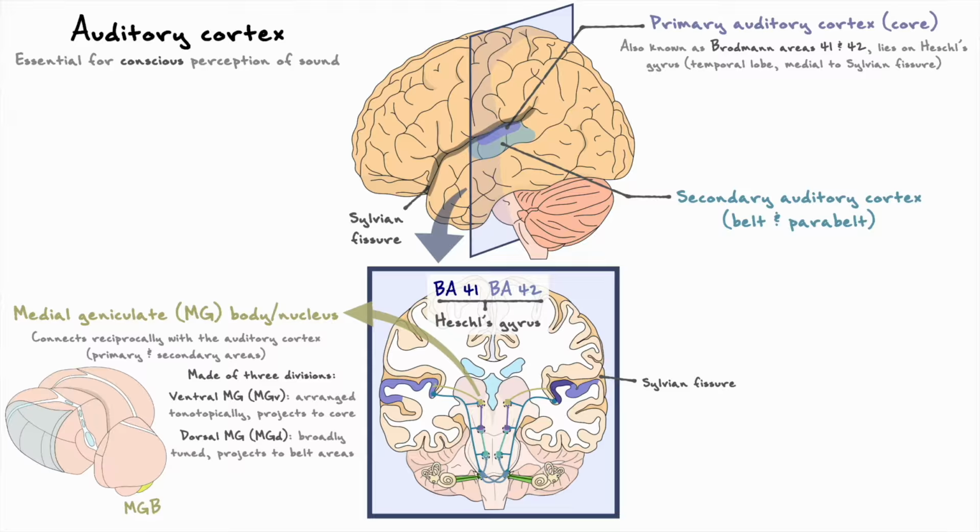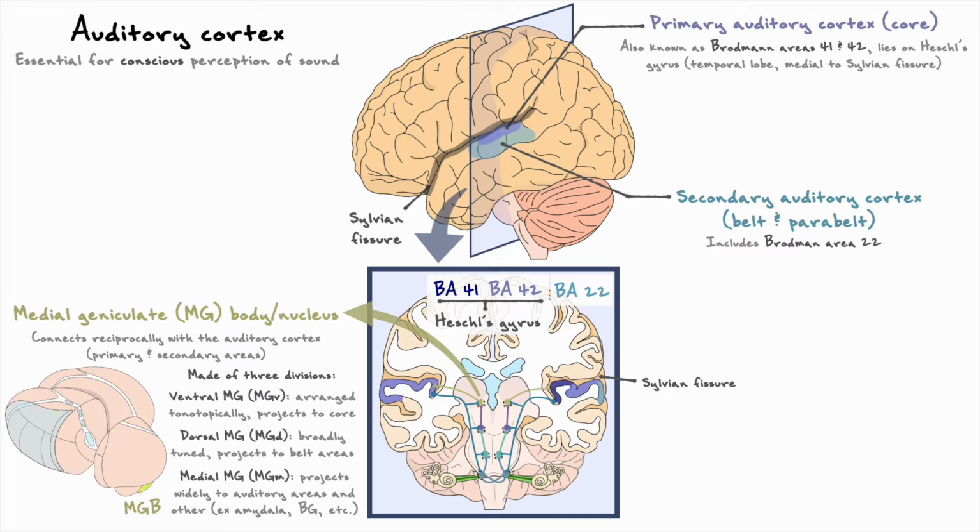This secondary cortex, which surrounds the primary auditory cortex in the temporal lobe, also contains parabelt areas that surround belt areas. With respect to the Brodmann areas, the belt and parabelt areas include Brodmann area 22, which we can find mostly on the lateral surface of the temporal lobe. Finally, the third division of the thalamus, the medial division of the medial geniculate body, projects widely to the auditory areas and non-auditory areas such as the amygdala, the basal ganglia, and more.